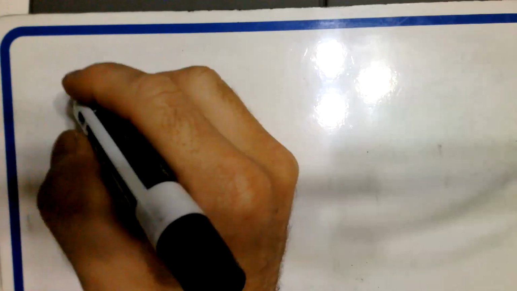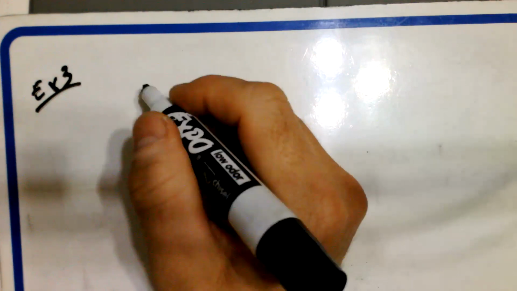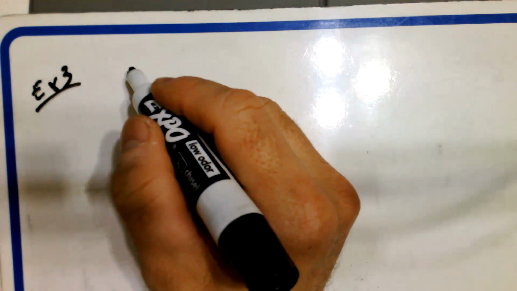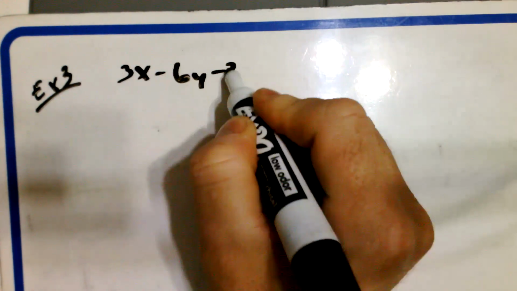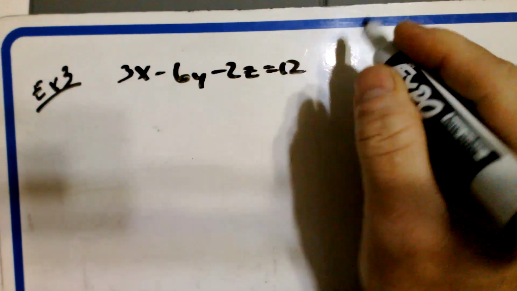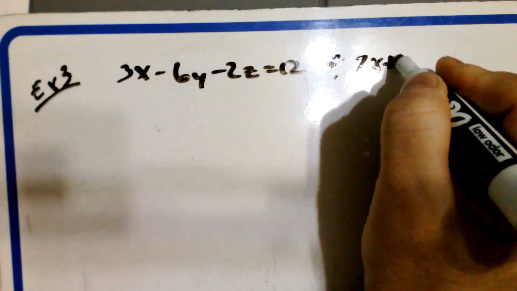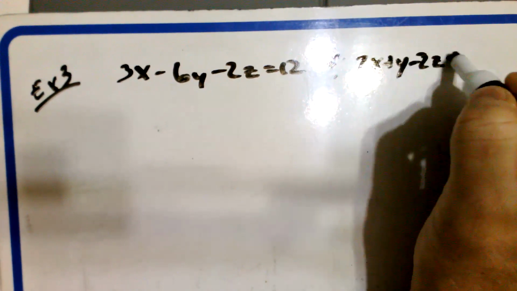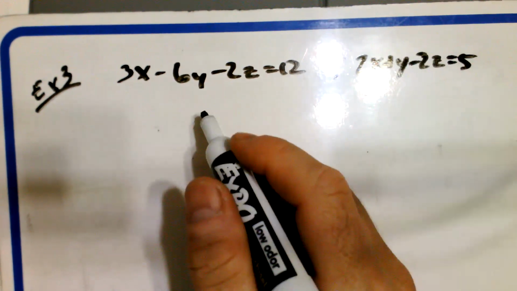All right, this is example 3. And in this example, we want to find the vector parallel to the intersection of the planes 3x minus 6y minus 2z equals 12, and 2x plus y minus 2z equals 5. So we want the vector parallel to the line of intersection.